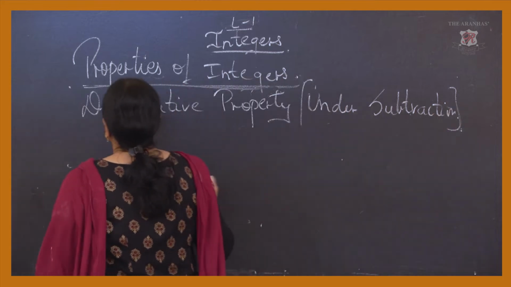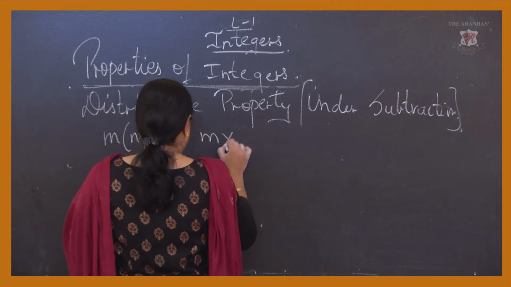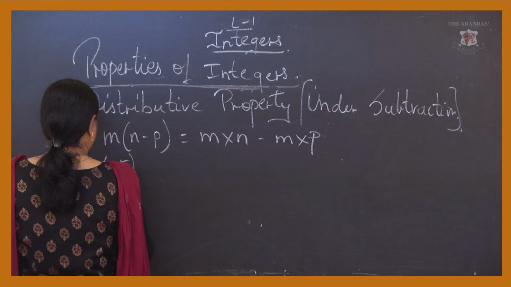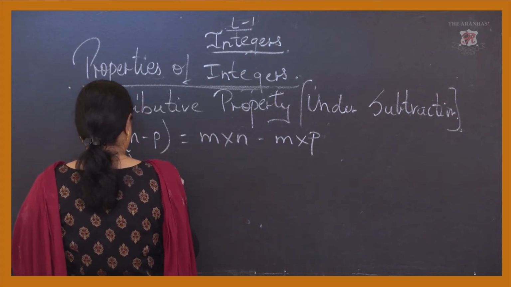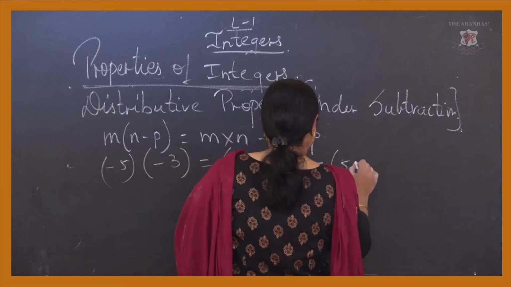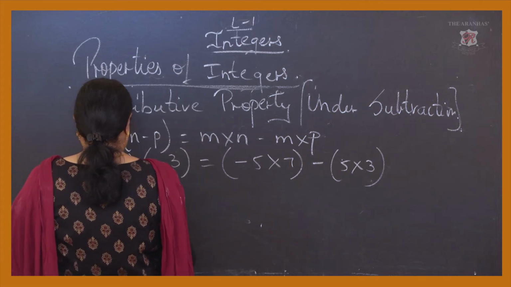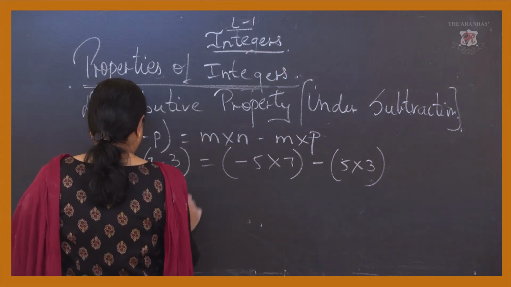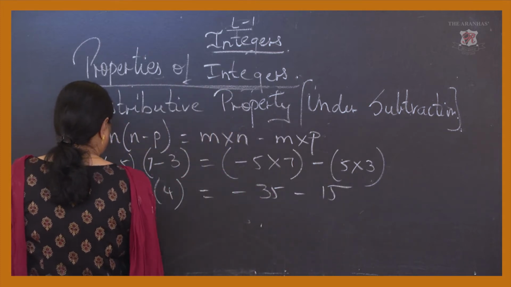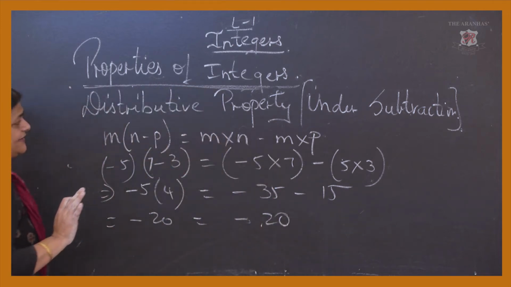Now under your subtraction, for your distributive property, you have m into n minus p is equal to m into n minus m into p. Now suppose I am taking minus 5 into 7 minus 3 is equal to minus 5 into 7 minus 5 into 3. So here it will be what? Minus 35 minus 15, which will give you minus 20 is equal to minus 20. Okay, this will be under your subtraction.